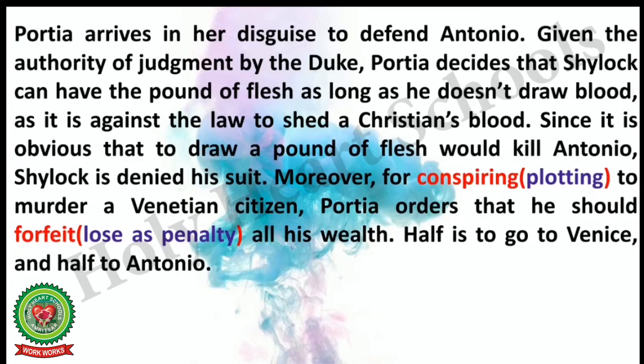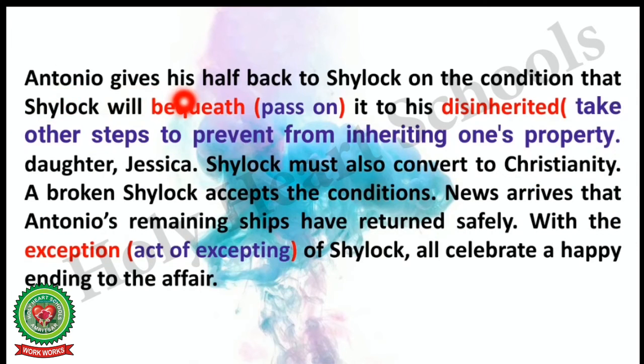At last, Shylock loses all his wealth as a fine, as a penalty, because he plans to kill a Christian or a Venetian on the land of Venice. Half of his property goes to the state of Venice, to the government, and half goes to Antonio as a compensation. Antonio gives his half back to Shylock on the condition that Shylock will bequeath it to his disinherited daughter Jessica. Shylock must also convert to Christianity. A broken Shylock accepts the conditions.